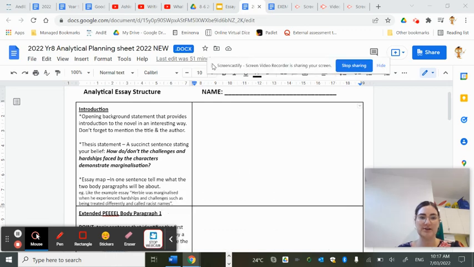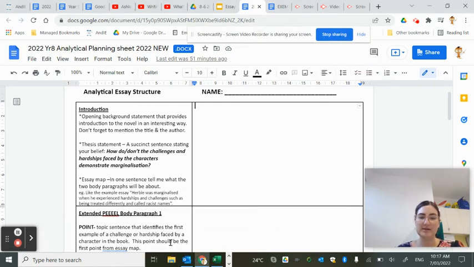All right, so this is your planning sheet. So you would be dot pointing in this planning sheet. It's kind of like a bit of a map or a skeleton for what your essay should look like.